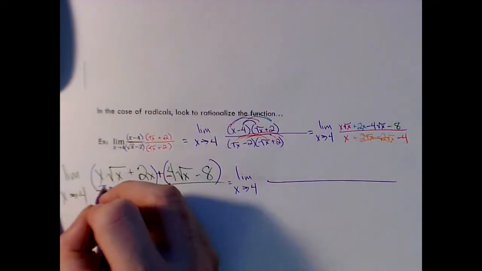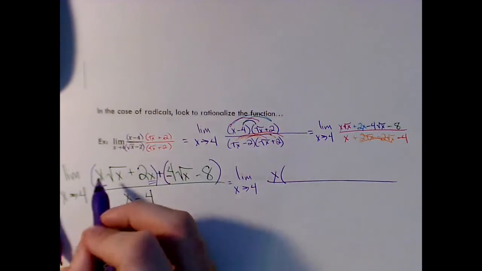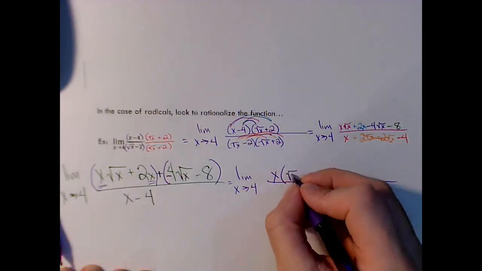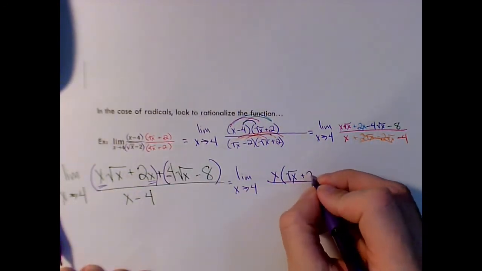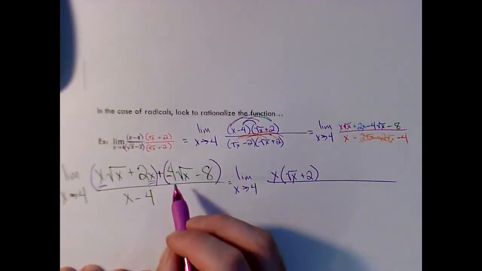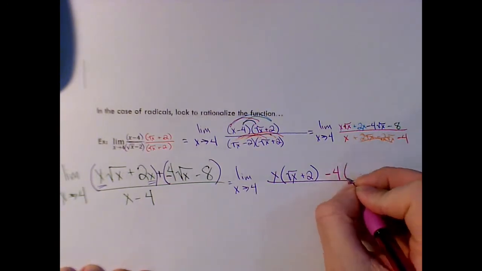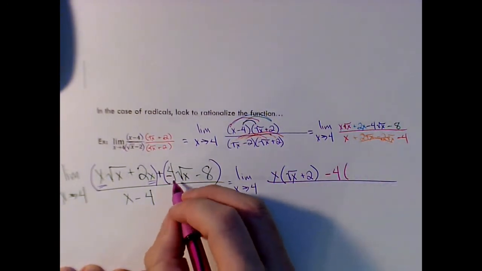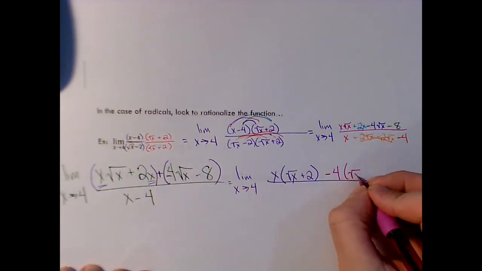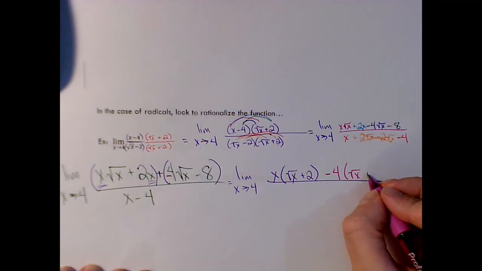An x is common with both of these guys, so I can bring an x out. When I do that, I'm left with the square root of x over there, and I'm left with plus 2 right there. Plus, what can I bring out of here? A minus 4. If I bring a negative 4 out of that guy, I'm left with just root x. And if I bring a negative 4 out of that guy, I'm left with 2.